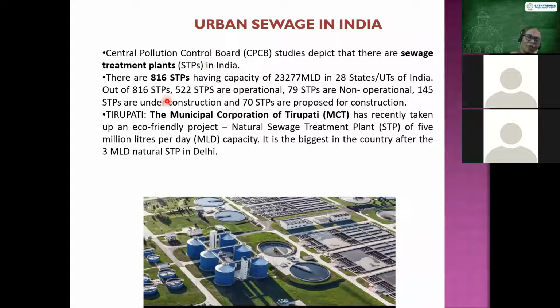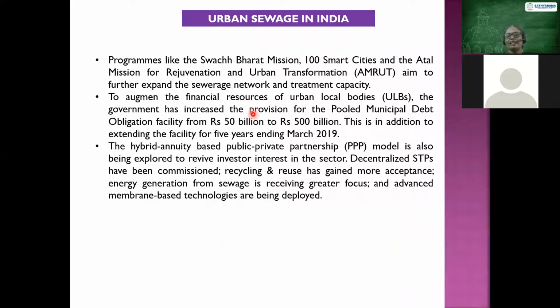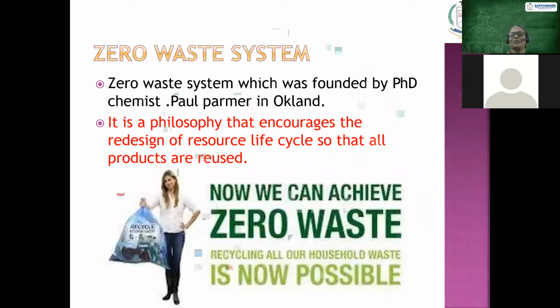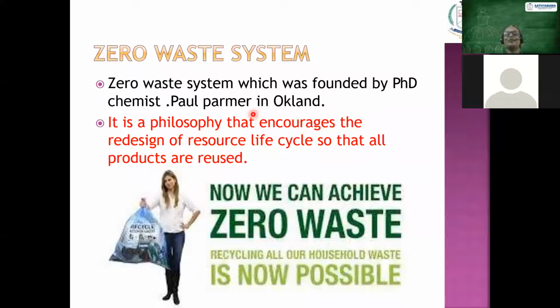And you all have seen that of around 860, only 522 are operational, 79 are non-operational, 145 are under construction, and 70 are proposed for construction. So the only replacement for sewage is nothing other than that. We have to go with the sewage treatment plant. Actually in Chennai it is near Coimbatore. So urban sewage plants have been constructed. Don't think that I put the clap for zero waste. The only thing is that we are supposed to achieve this zero waste system.